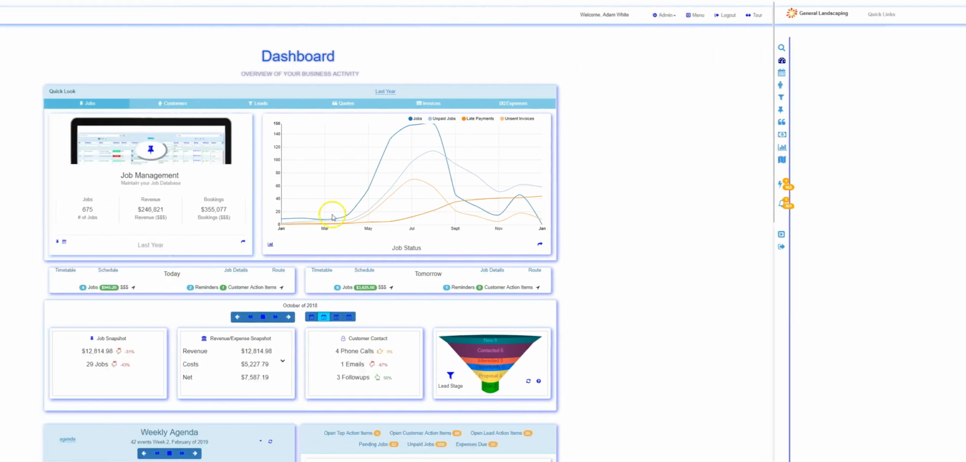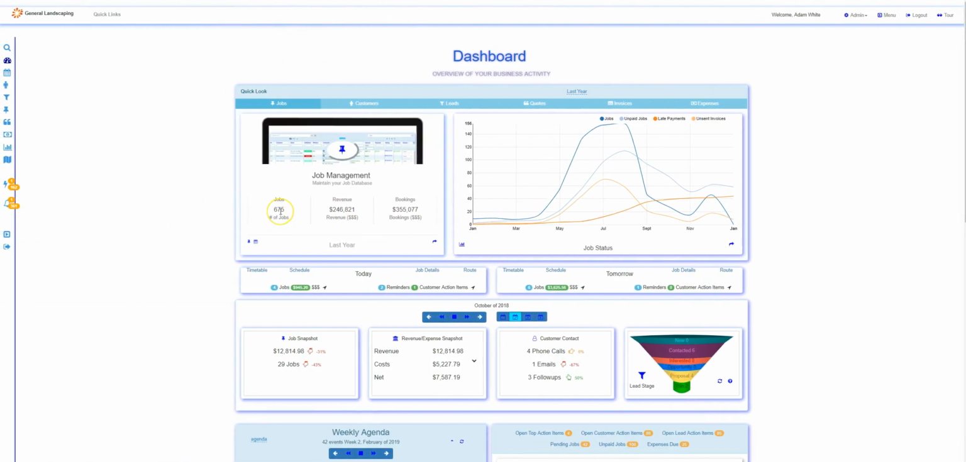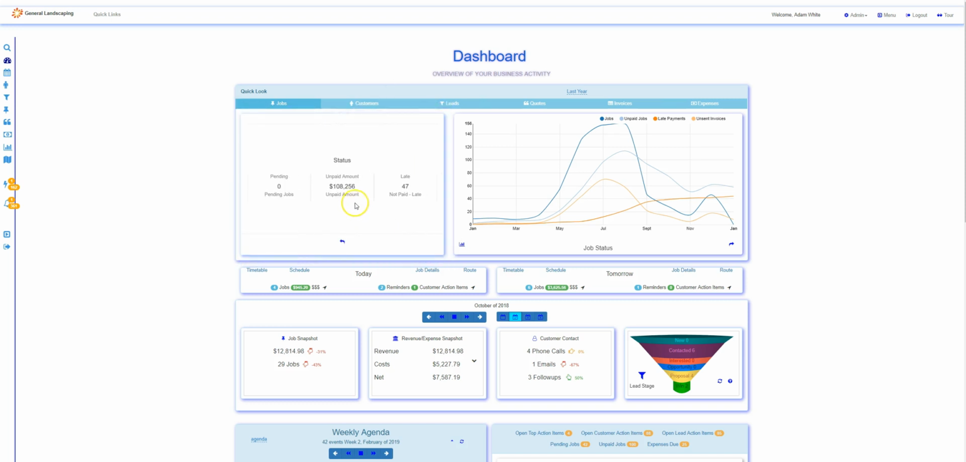The summary that's provided shows that there were 675 jobs last year with a revenue of about $250,000 and bookings of about $355,000. If we flip this over, we see that we have no pending jobs, about $108,000 in unpaid services. 47 of the jobs have not been paid yet.